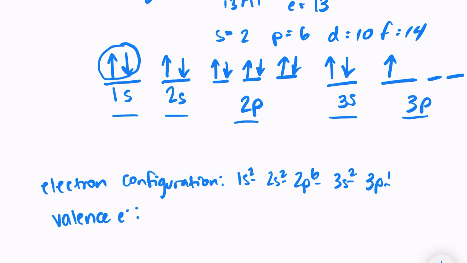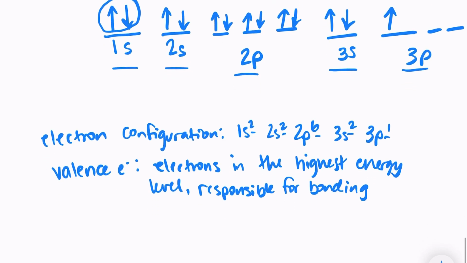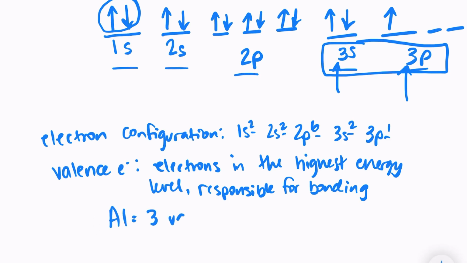Valence electrons are electrons in the highest energy level, and they are responsible for bonding. So it is really important to know how many valence electrons each atom has. And let's look at aluminum. The highest energy level I have is 3, and we're looking at energy level, not sublevel. So I have 3s and 3p. The total number of electrons I have in energy level 3 is 3. So aluminum would have 3 valence electrons.